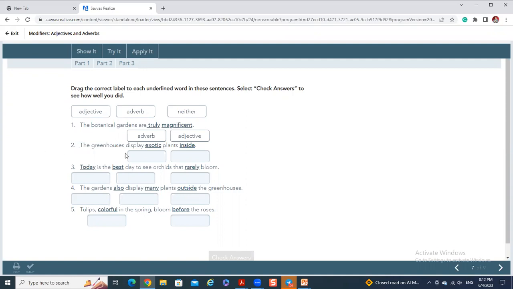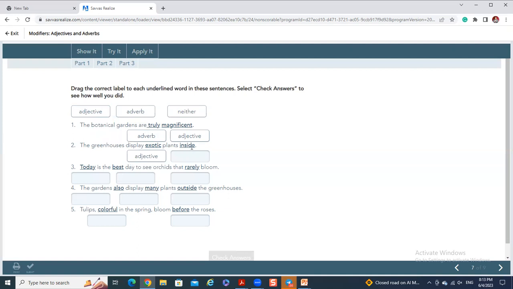I think it's Adam's turn, and I'm sorry, is it Taha's turn or you? Yeah, Taha? Okay. Taha, exotic is what? Exotic means strange plants. It modifies plants, the noun. So it's what? Adjective. Perfect.